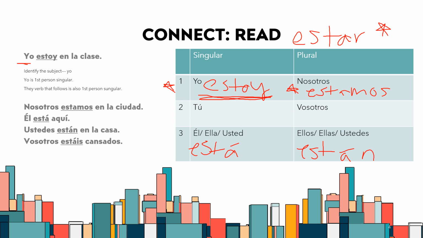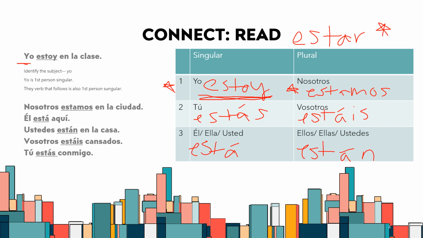Vosotros estáis cansados. So here, again, I see that vosotros is second person plural. I can write estáis in my second person plural. Finally, I have tú estás conmigo. I know that estás must be over here in second person singular because tú is in second person singular. So hopefully you can see how you can connect everything.